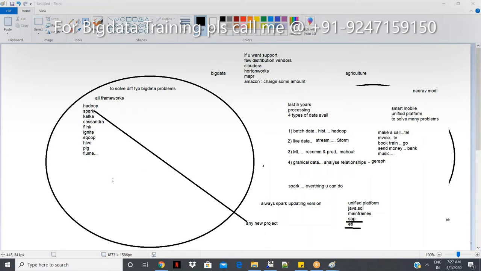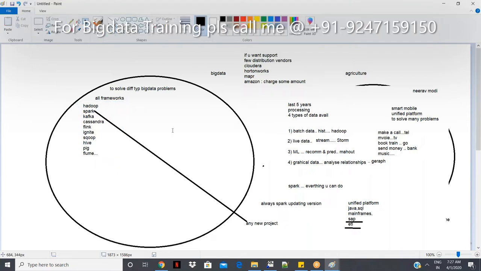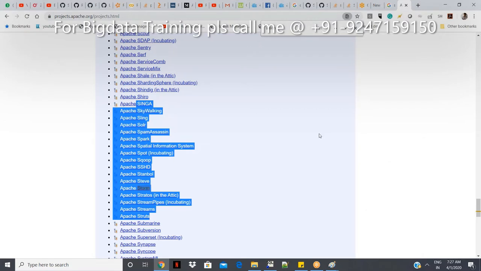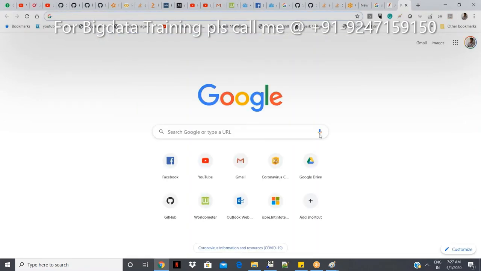Clear. Okay, that's fine. And all these frameworks are open source, no need to pay 1 rupee. And one more thing. First of all, what is a framework, I will guide you. Hadoop, Spark, Kafka, everything is an open source framework. First of all, what is a framework? What is a programming language? I will guide you a little bit.